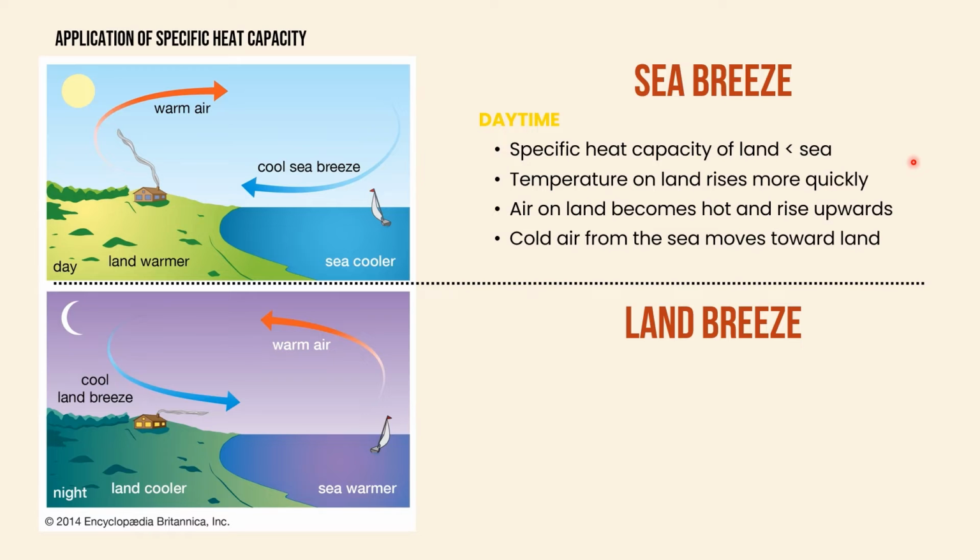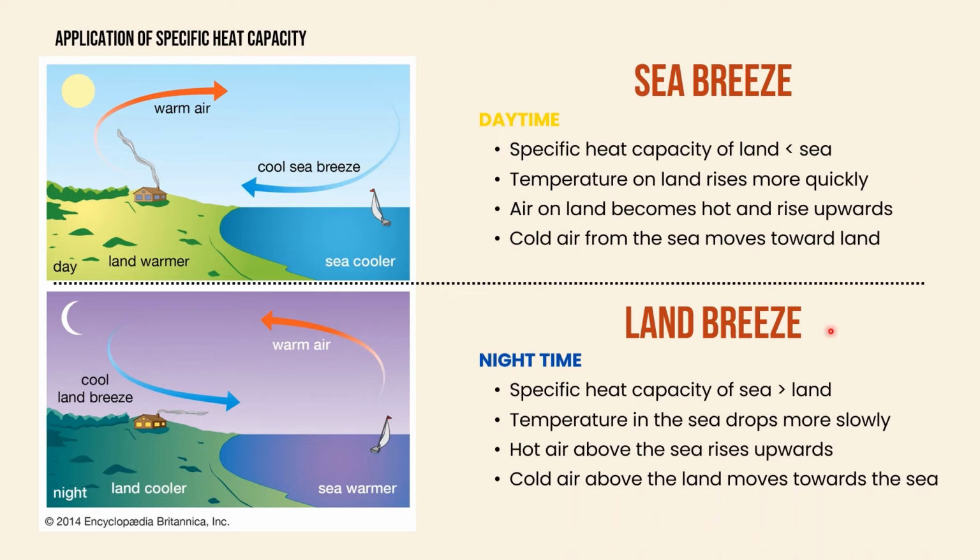Now, let's look at land breeze. Land breeze happens in the nighttime. The specific heat capacity of sea is more than land. Therefore, the temperature of the sea drops more slowly because it retains heat much longer, and therefore the hot air above the sea will rise upwards, and the cold air above the land will move towards the sea and produce land breeze. These two phenomena are basically just vice versa of each other.